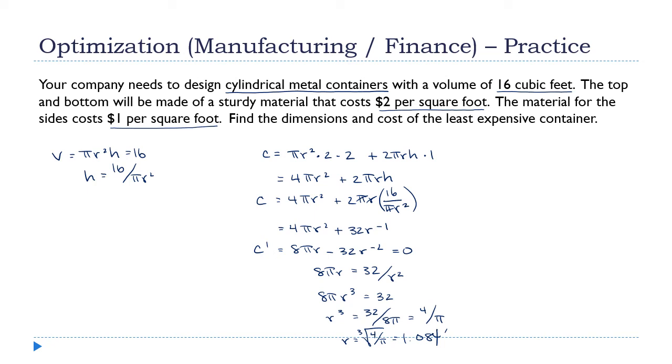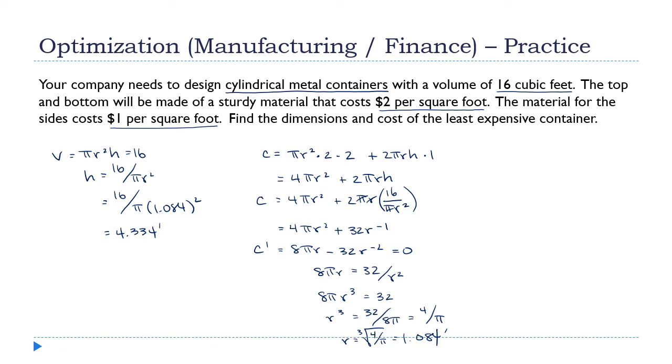Okay. Now what? What do we still need? We need to finish the dimensions, so I need h. All right, so come up here. H must be 16 divided by pi times 1.084 squared. Right, you get your calculator out. This comes out to 4.334 feet.